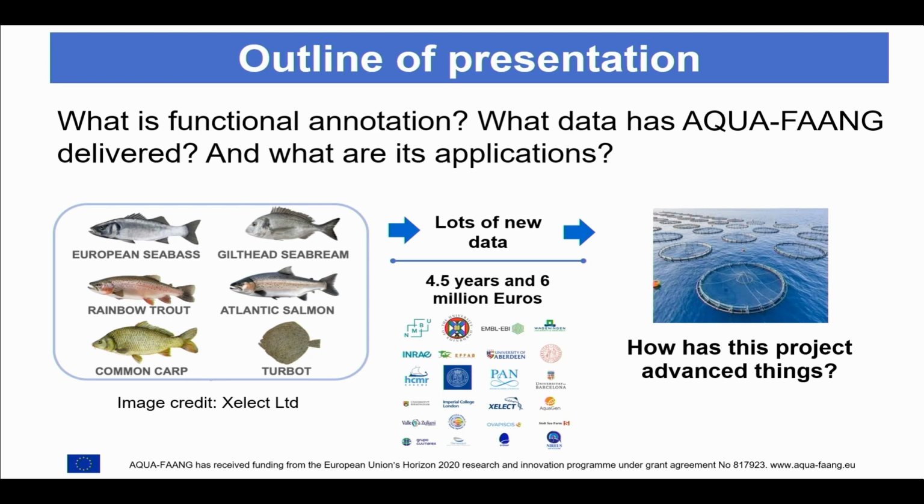So in a very short way, we've worked on these six species. We've generated vast amounts of new data. This has taken us a long time. It's cost a lot of taxpayers' money, and there's been a huge number of groups and individuals involved in delivering. So it's quite a reasonable thing to ask at this stage, what has this project done to advance things?